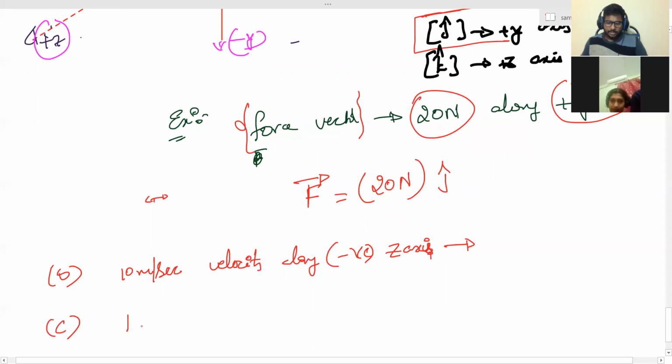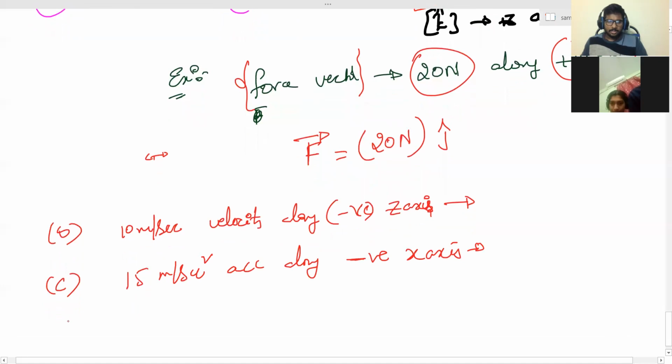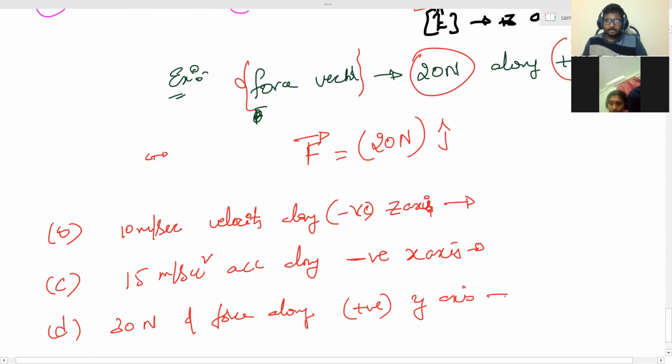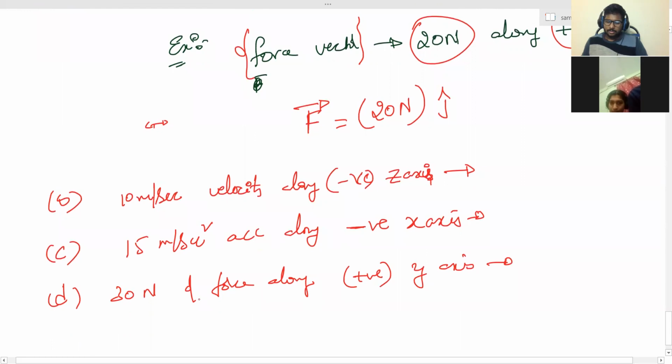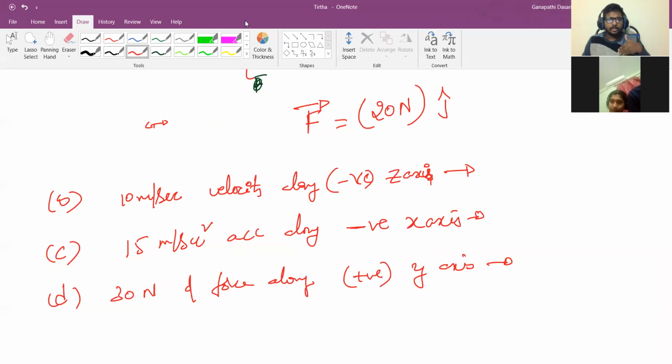Next, 15 meter per second square acceleration along negative x-axis. Okay, 30 newtons of force along positive y-axis. So, can you write these examples, just to understand how to represent vectors? Yes, sir.